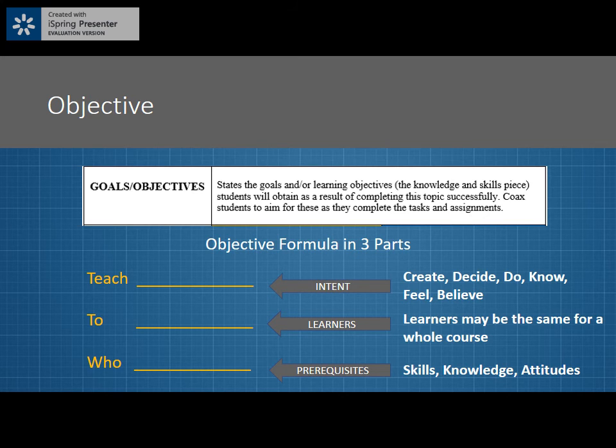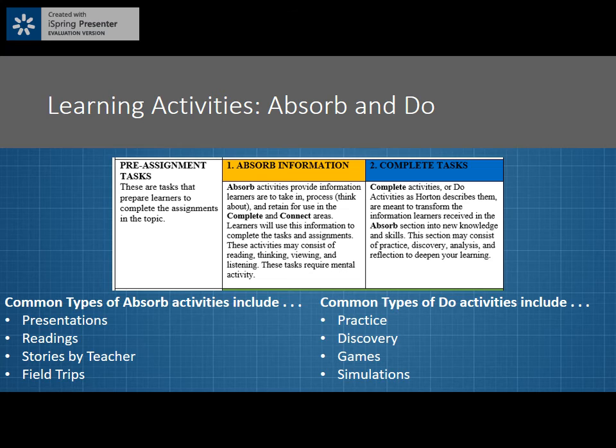Let's look at the next section. These are the absorb activities and the do activities. I put them under pre-assignment tasks because these are the tasks that prepare learners to complete the assignments in the connect component of the topic. According to Horton, a topic requires a combination of absorb, do, and connect activities in order to accomplish an objective, and must include a test to determine whether that objective has been met and to what extent.